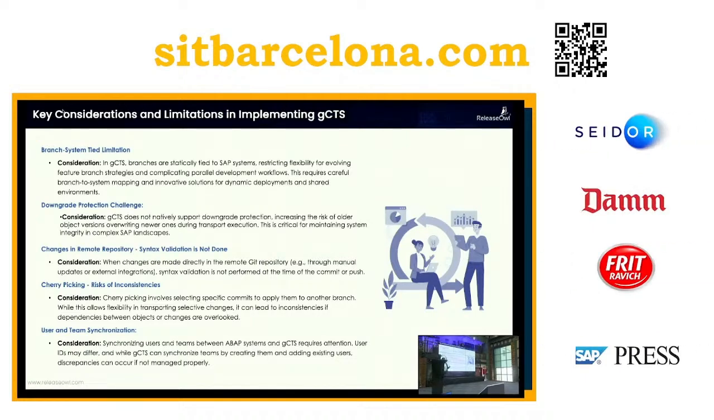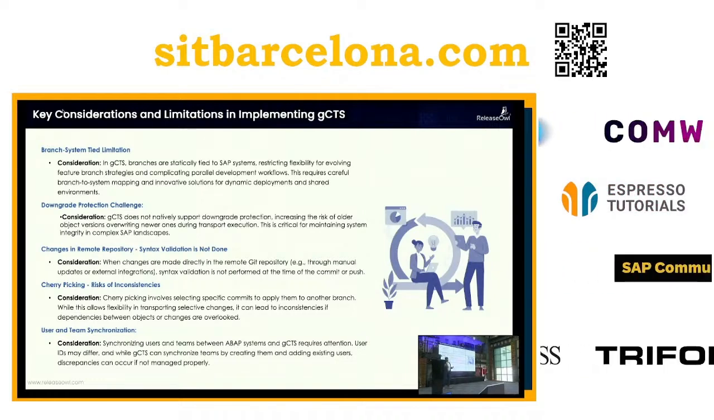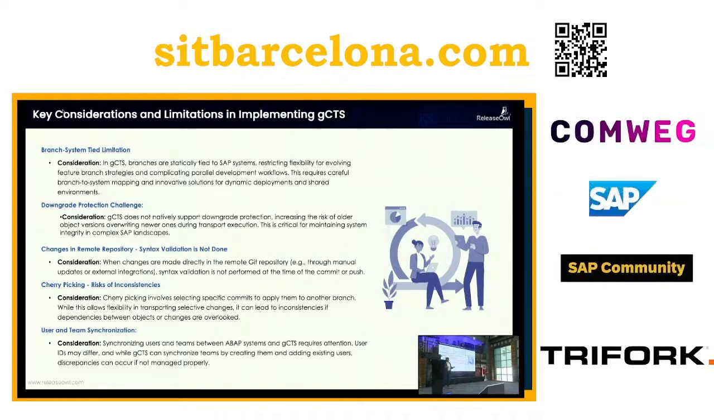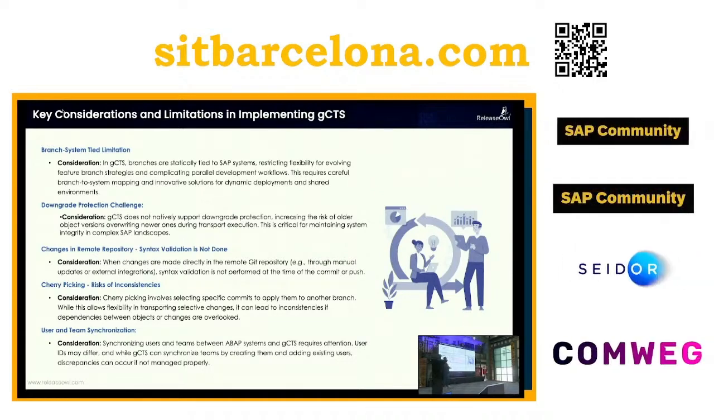You are not doing a transport import. You are doing a Git deploy. You are doing a Git pull. So you cannot have downgrade protection. So before you do the Git pull, you have to write an OData service to check the versions of the transports.